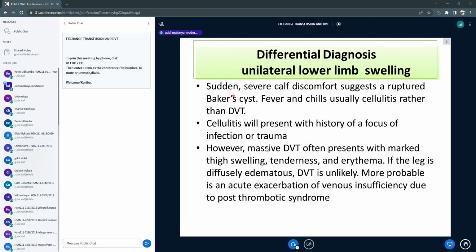We say that sudden and severe calf discomfort suggests a rupture. They present with history of focus of infection or trauma.